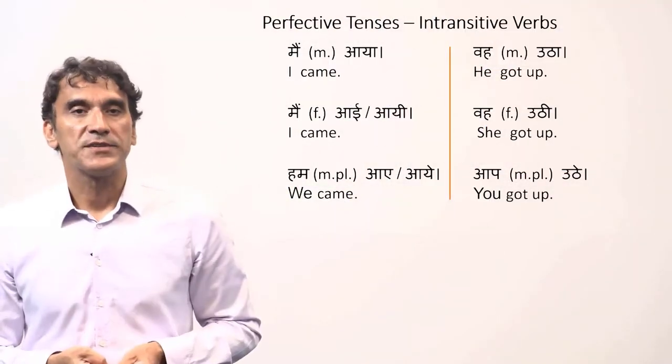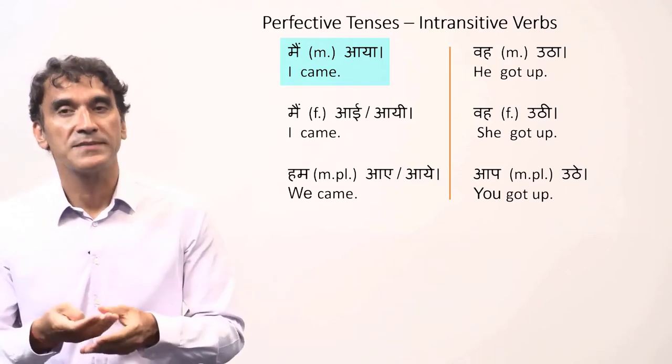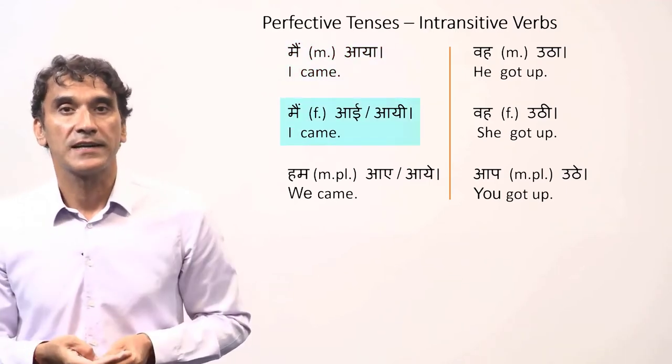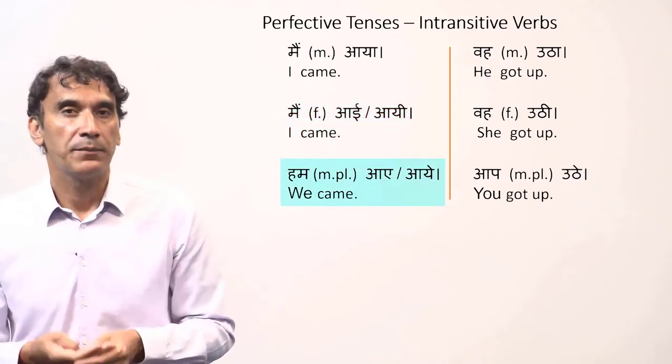Let's take pronouns as subjects. Main aaya, I came, a boy is saying. The participle here is masculine. If the subject is a girl, she would say main aayi, I came. And we came would be hum aaye.